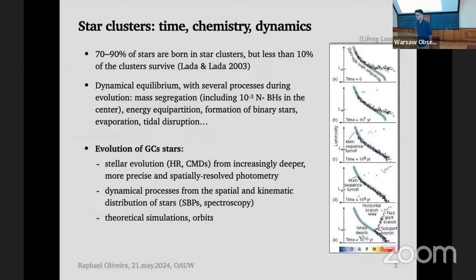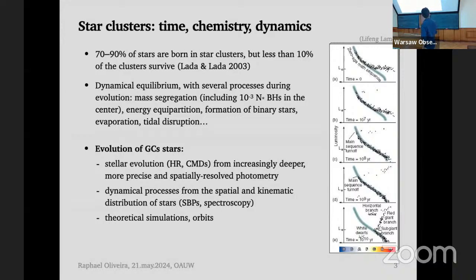To study the evolution of the stars in clusters, we usually use Hertzsprung-Russell diagrams, or color magnitude diagrams. And nowadays we are getting increasingly deeper and more precise photometric data, as the telescopes are getting more powerful. About the dynamical processes, we can get the distribution profiles of these clusters. Also, spectroscopy can give the radial velocity. And we have a lot of simulations, and simulations of orbits also.